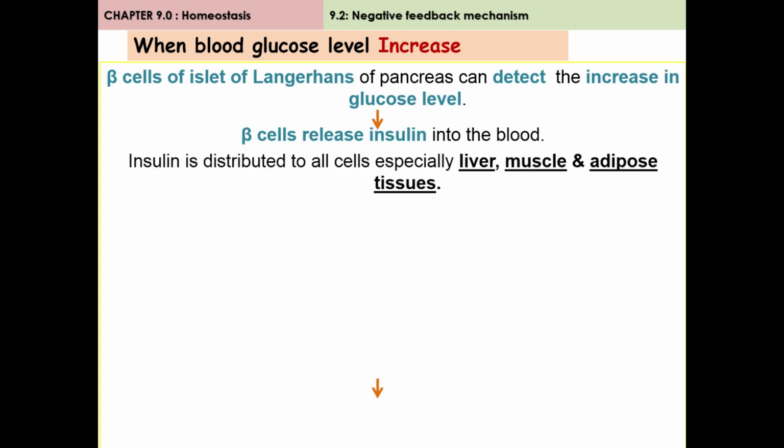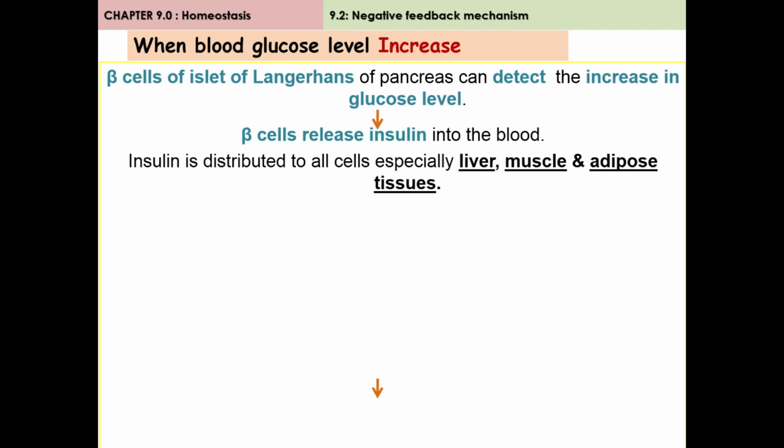Okay, I repeat again. Beta cells of the islets of Langerhans of the pancreas can detect the increase in glucose level. Beta cells release insulin into the blood. Insulin will be distributed into three places: liver, muscle cells, and adipose tissue.